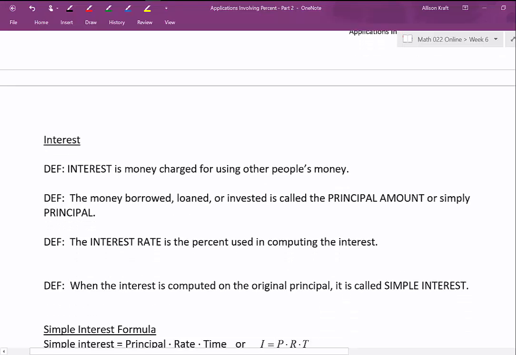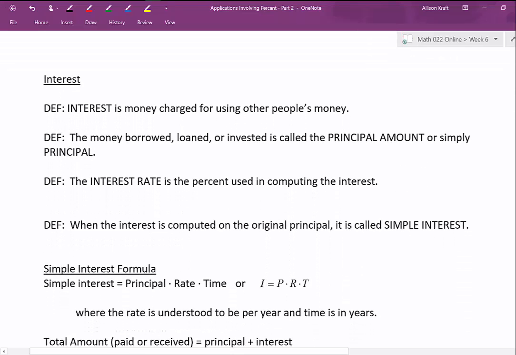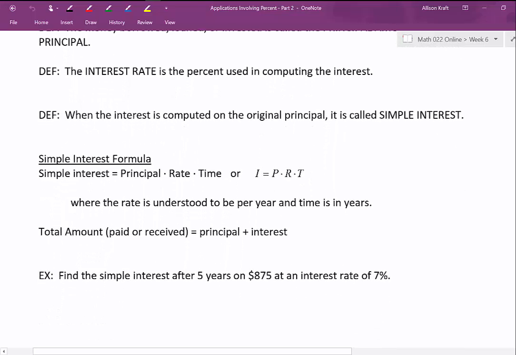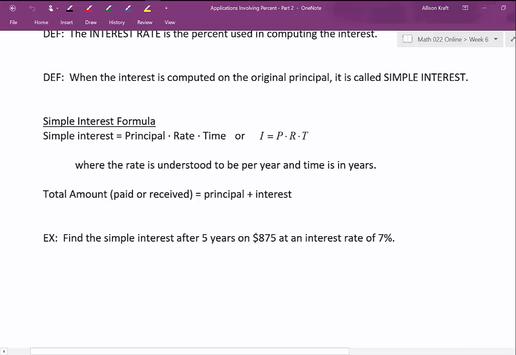Next, we're going to talk about interest. Interest is the money charged for using other people's money. The money borrowed, loaned, or invested is called the principal amount, or simply principal. The interest rate is the percent used in computing the interest. We're going to talk about two different types of interest, simple interest and compound interest.